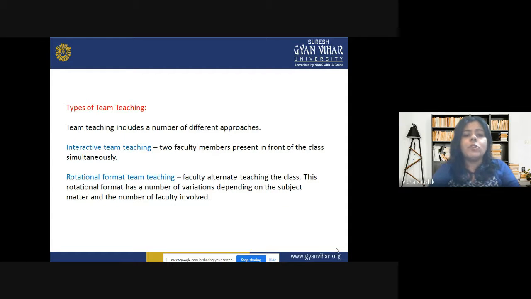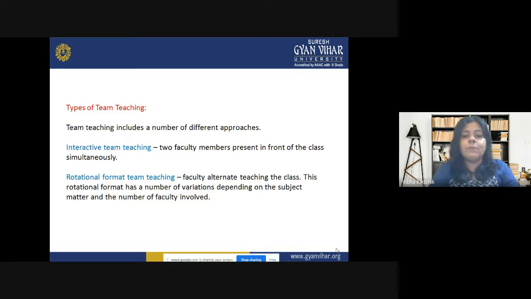Now, types of team teaching. Different types of team teaching are there. Team teaching includes a number of different approaches. The first one is interactive team teaching. Two faculty members present in front of the class simultaneously. Means in that approach, two faculty members are present in front of the class at the same time.